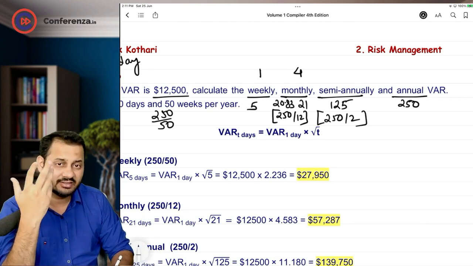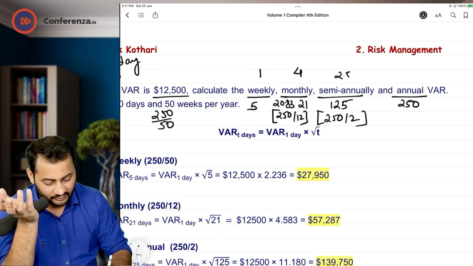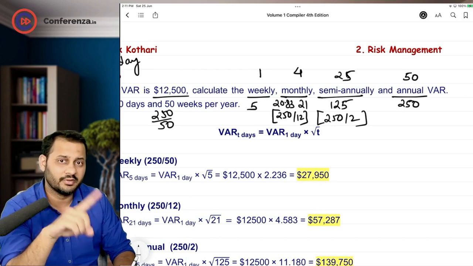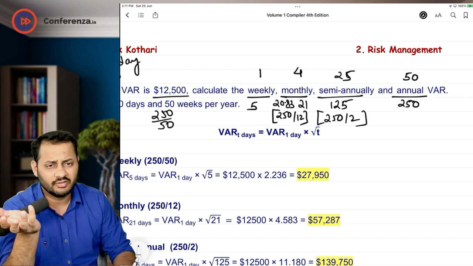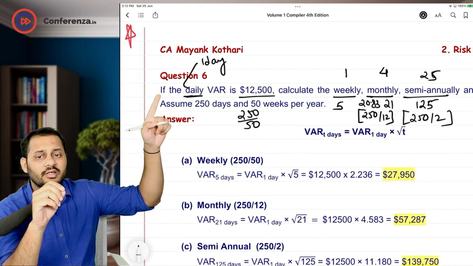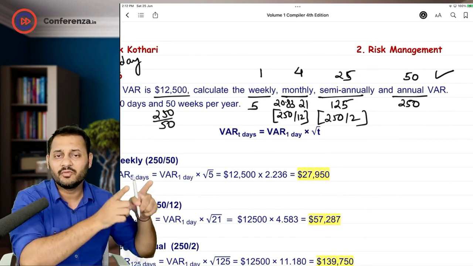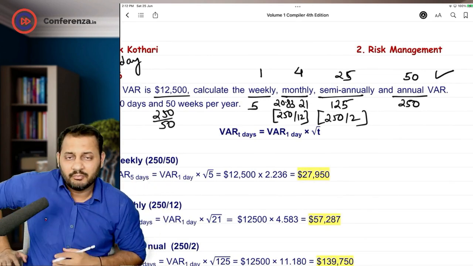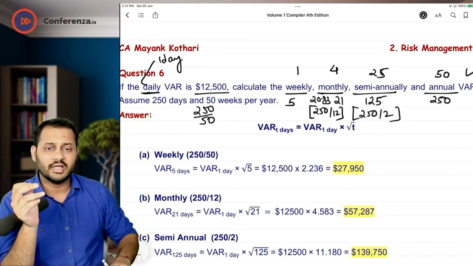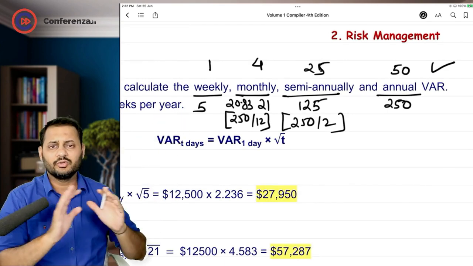How many weeks are there in a semi-annual period? 25. How did we calculate that? Because there are 50 weeks per annum, half of that will be covered in semi-annual. So if the data would have been given in terms of weeks, this would have been our answer: 1, 4, 25 and 50 weeks. But if the data is given in daily or per day, we have taken all the days for this data. Now the question is very simple.